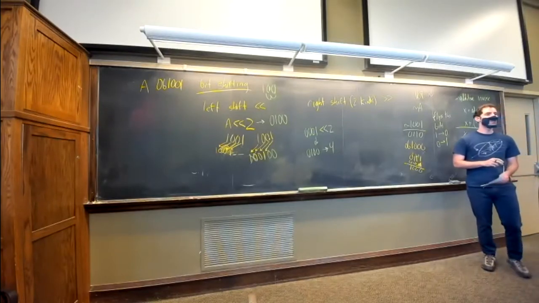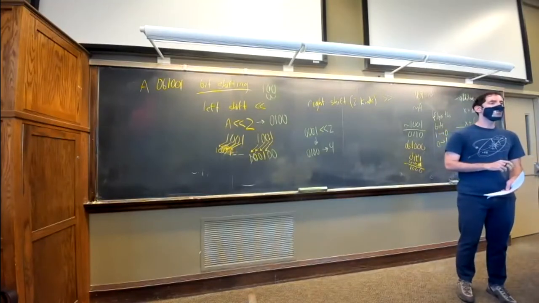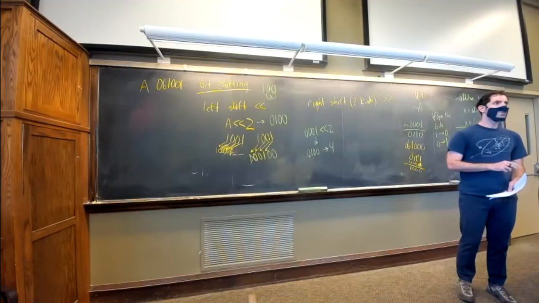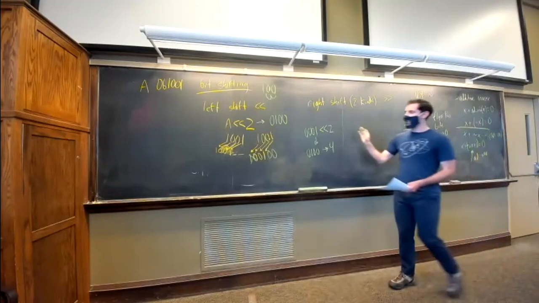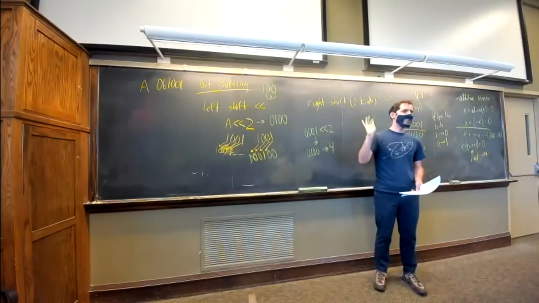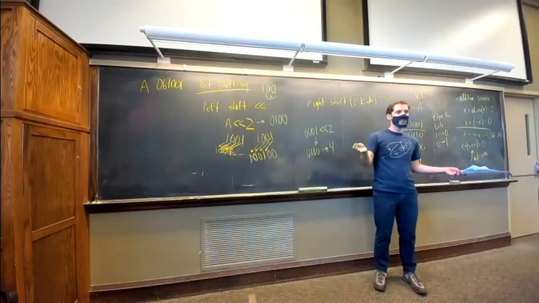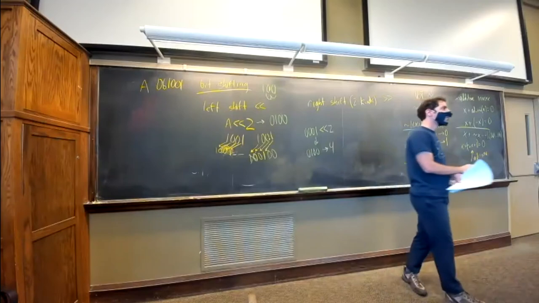Yes. So if you have 1000 for 4 bits, and then you shift to the left 2 bits, would that be from 8 to 0? Yes, given any 4-bit number, if you shift it to the left 4, you're guaranteed to get 0, because you're just going to shift everything off the end. Other questions?